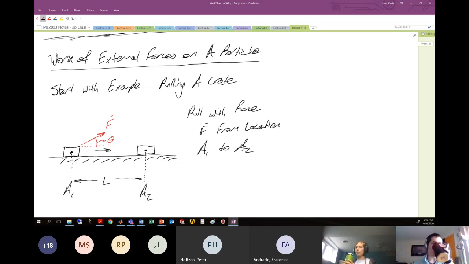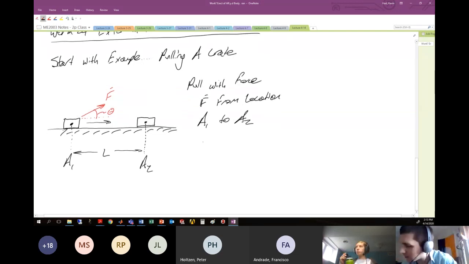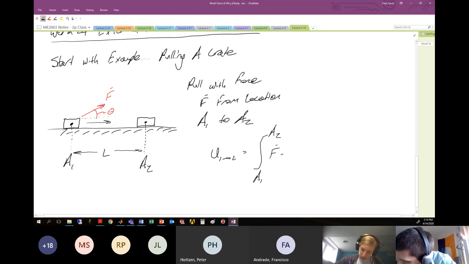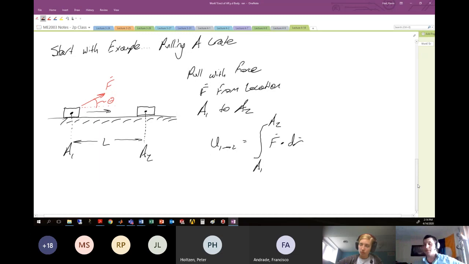If we go back to the definition of the work of an external force, the general definition that we saw previously was: the work of an external force, U1 to 2, is the integral along the path, going from location A1 to location A2, of the force F dotted into the path dr. Let's give ourselves a typical coordinate system here, x, y, so we can define some things. If we want to do this in rectangular components, why wouldn't we?